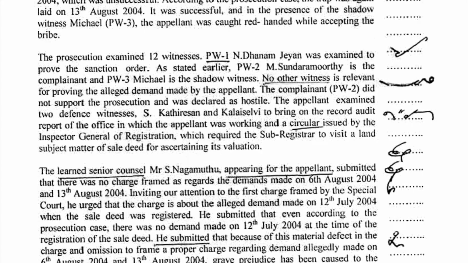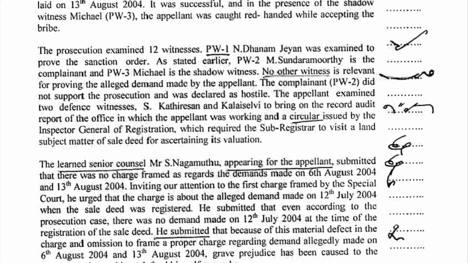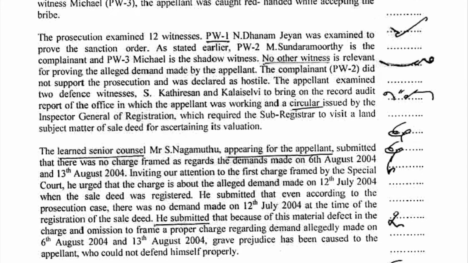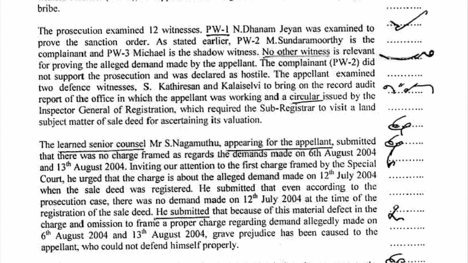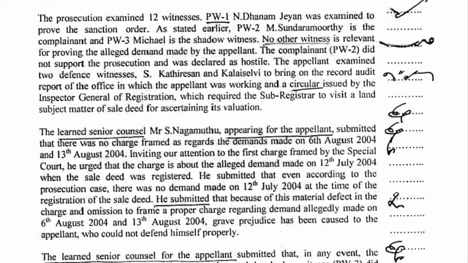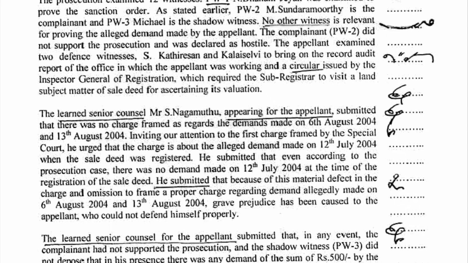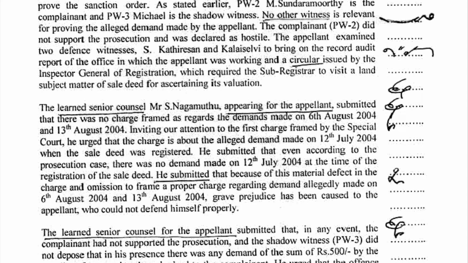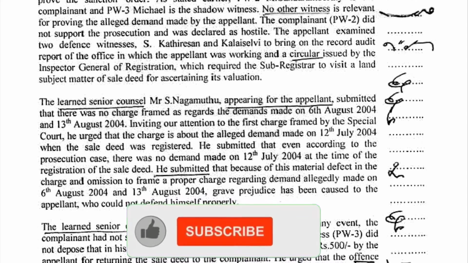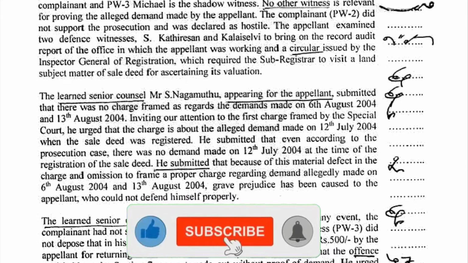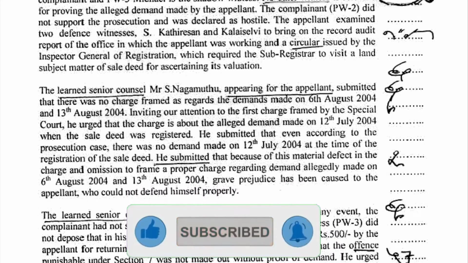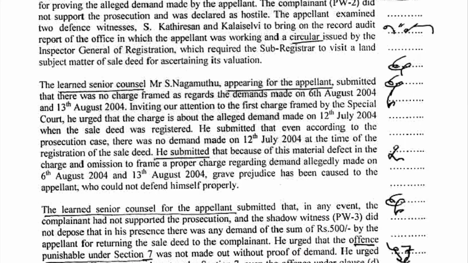The complainant (PW2) did not support the prosecution and was declared hostile. The appellant examined two defense witnesses, S. Dhakshinamoorthy and Kolai Selvi, to bring on the record the audit report of the office in which the appellant was working and a circular issued by the Inspector General of Registration, which required the sub-registrar to visit a land, the subject matter of sale deed, for ascertaining its valuation.